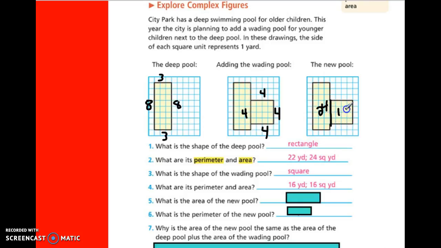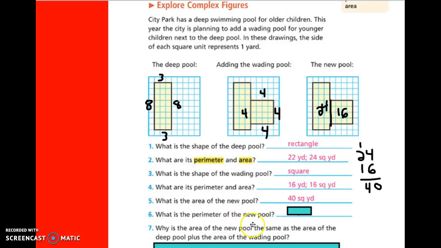We figured out the area was 24 square yards, and we figured out the area of this little teeny one is 16 square yards. So in order to figure out the combined area, we're going to go ahead and add the 24 plus 16. All right, and that'll help us figure out the combined area of those two pools when they're put together. So 6 plus 4, 10, 0, carry the 1. We end up with 2, 3, 4. We end up with 40 square yards, because that's what we're measuring in. So 40 square yards is our combined area of those two pools put together.